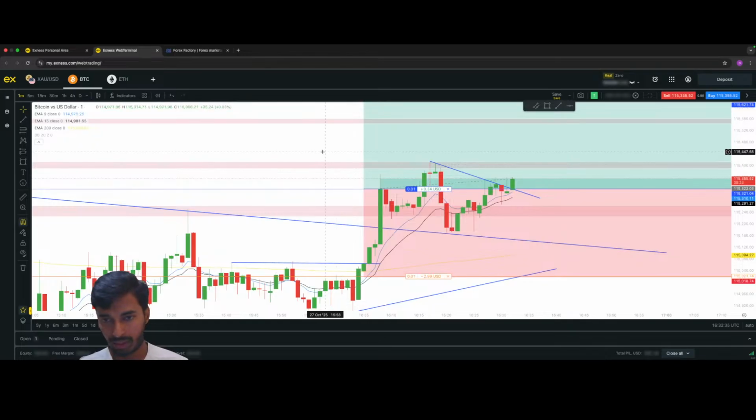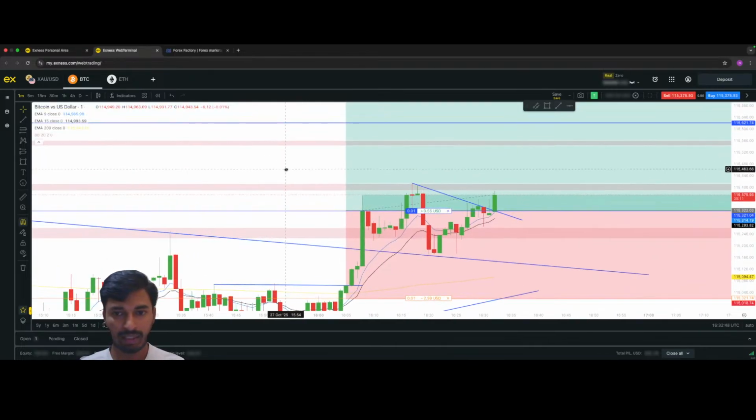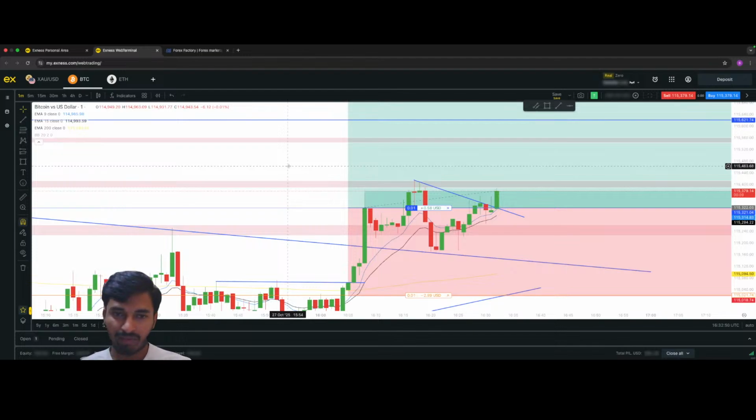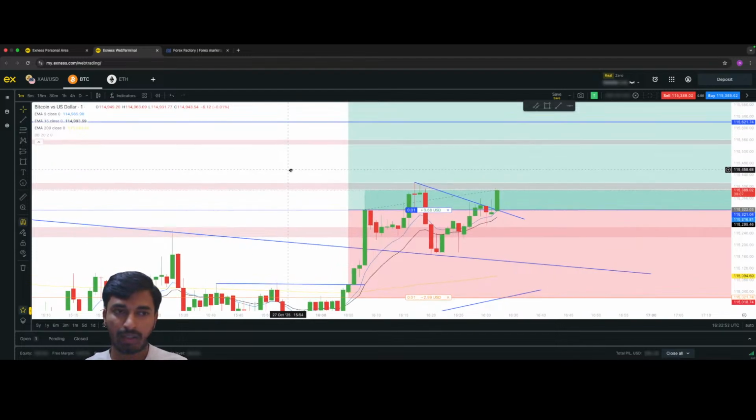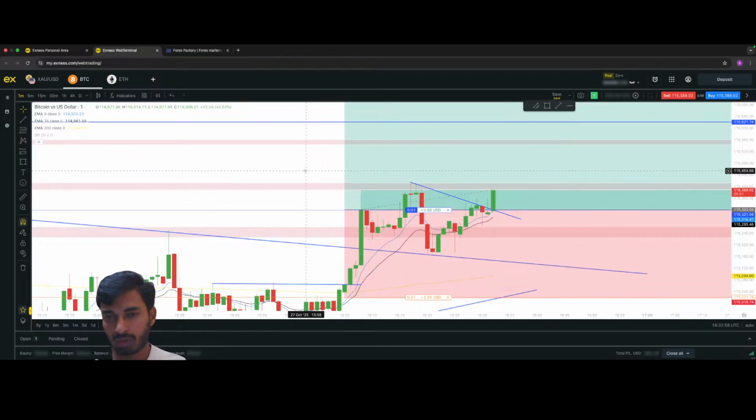I hope you are getting some information regarding this Bitcoin. You can also trade Ethereum, you can also trade gold, silver, in this platform I'm saying, in the XNES platform. Other platforms you cannot trade, like Delta Exchange, CoinDCX, CoinSwitch. So it is India approved brokers. Yeah, now it is going up.